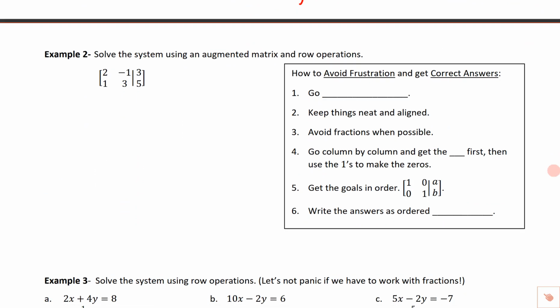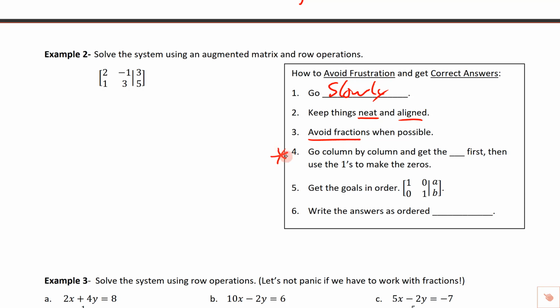I'll let you do one by yourself, but hang on. Okay, some tips to avoid frustration and get the correct answer, because we always like that. Go slowly. If you go too fast and make a mistake, it's going to be really frustrating. Next thing is keep things neat and aligned. I have really crappy penmanship, but when I'm doing these, I try and keep everything nice and neat and in order. If you can avoid fractions, do it, but sometimes it's unavoidable.